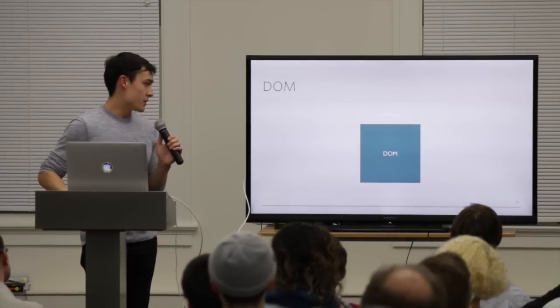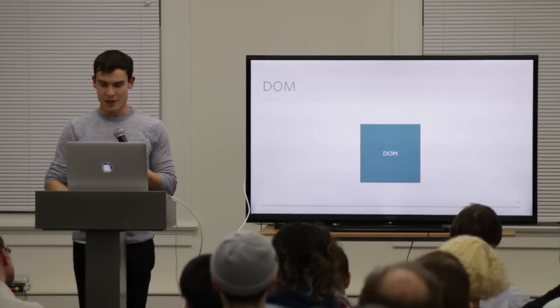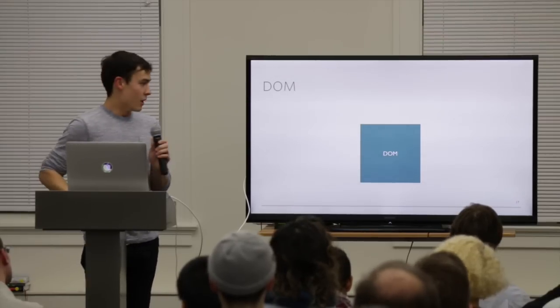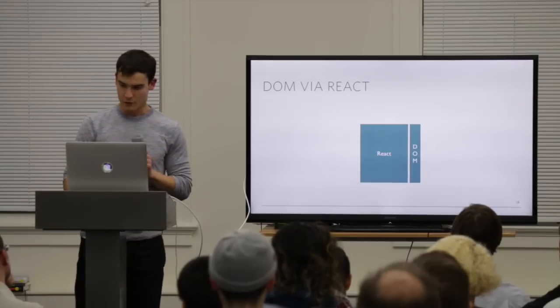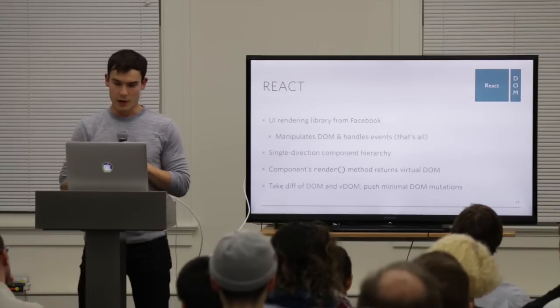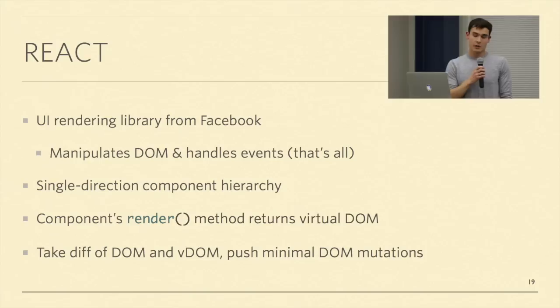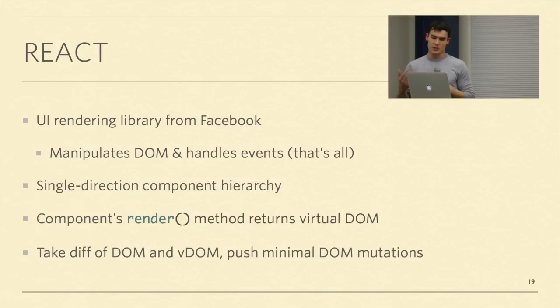Okay, so let's focus on this magical piece that allows us to do this pure rendering. And lo and behold, it's React. So React is a layer that sits in front of the DOM. It's a library by Facebook. It manipulates the DOM and handles events, and that's basically it. So what you do is you build a hierarchy of components where the data flows in a single direction. Each of these components has a render function, and the render function specifies, given the input data, what you would expect the output to be.